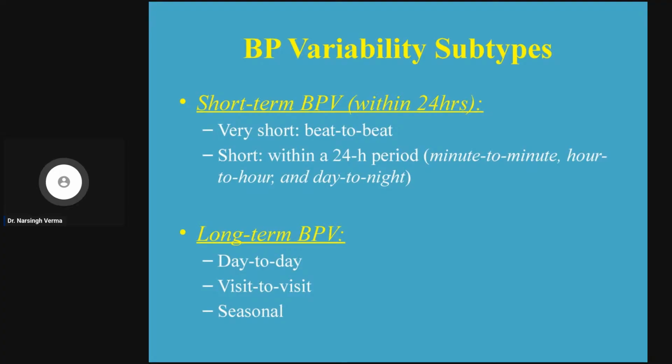Then the variability subtypes. There can be short-term blood pressure variability within 24 hours: very short-term beat-to-beat variability, or within a 24-hour period, minute-to-minute variability, hour-to-hour variability, and day-to-night variability. While the long-term variability varies from day to day and visit to visit, which is again very important when you are treating a patient of hypertension.